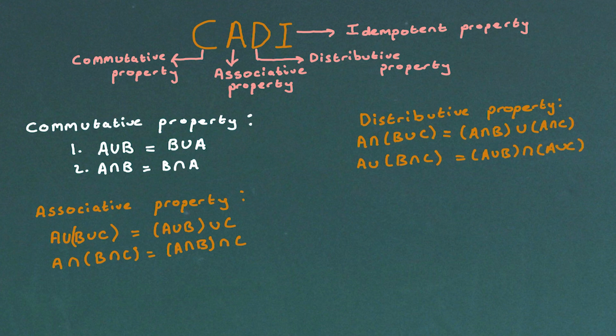I know I'm using the word union and intersect a lot. Just remember, union is the symbol that looks like a U, intersect looks like an N. Again, intersect, N, intersect. They sound similar, so the symbol is an N.